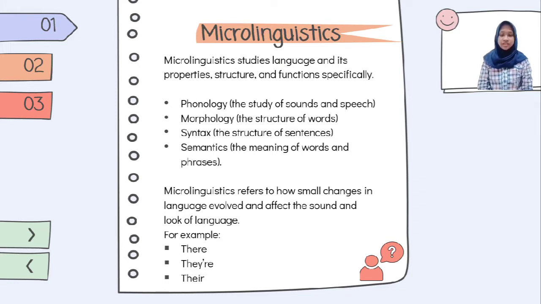Microlinguistics refers to how small changes in language evolve and affect the sound and look of language. For example, there, they're, and their all sound the same, but have small changes in the way they are spelled. Microlinguistics is often not interested in the meaning of words as much as the way the word sounds or is formed, and it is often represented at the individual level.